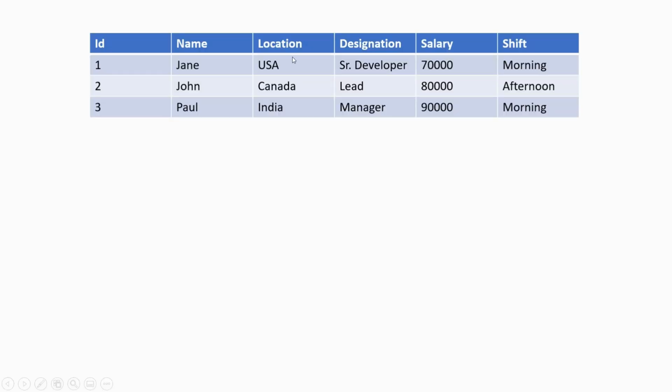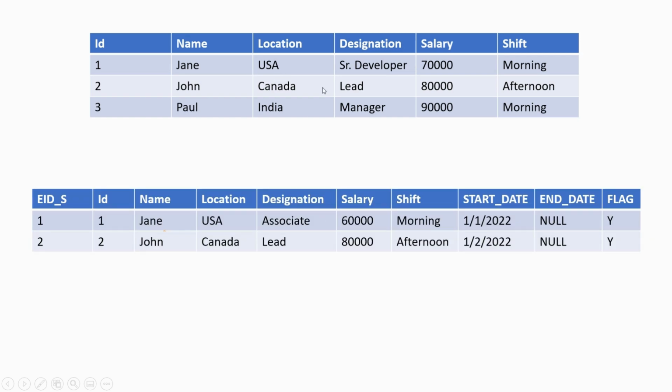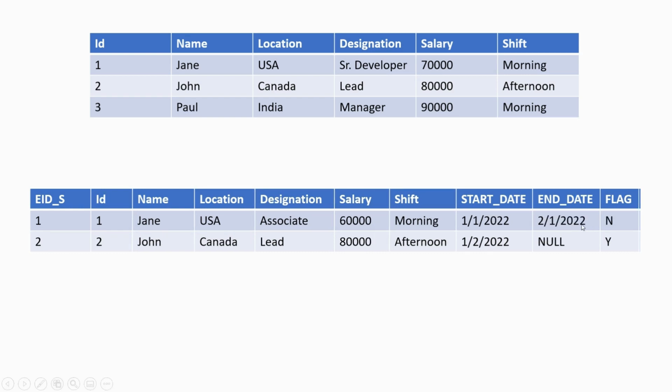Now here an existing record was updated. The designation and salary for Jane has changed. Earlier she was an associate with a salary of 60,000. Now she has become a senior developer with a salary of 70,000. So the previous record will be inactivated. The end date will be set as 1 day prior to when we got this update and the active flag will be set as N.